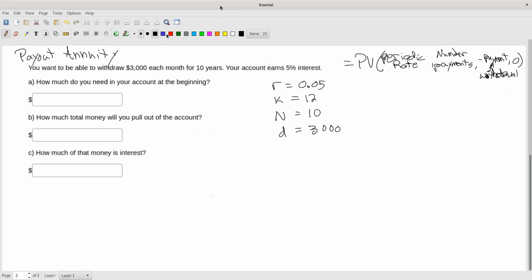So if we were to just type those numbers in a spreadsheet directly into PV, that would be our 5% divided by 12, and then it would be 12 times 10, and then because we're moving through time, it's going to be a negative 3,000, followed by a 0. And that should calculate the initial value. Let's try it on a spreadsheet.